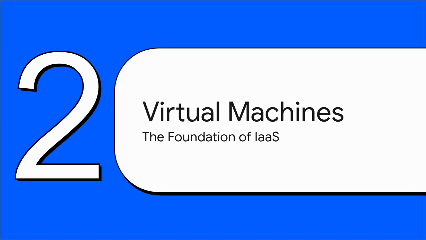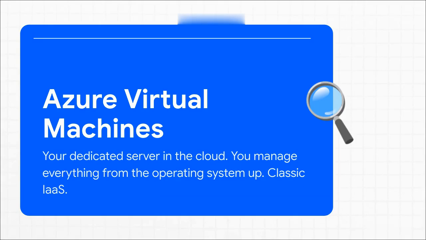So let's kick things off at the far left end of that spectrum with the absolute foundation of cloud infrastructure, the virtual machine. This is where you get total, uncompromised control. An Azure VM is exactly what it sounds like. It's your own dedicated server just living in an Azure data center. It is pure IaaS. You pick the operating system, you install all the software, you handle the patching, you configure the networking, you are 100% in the driver's seat.